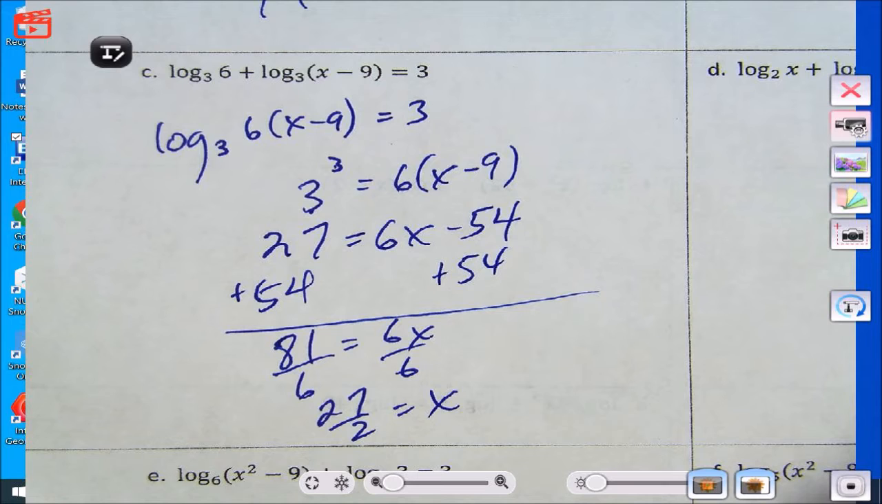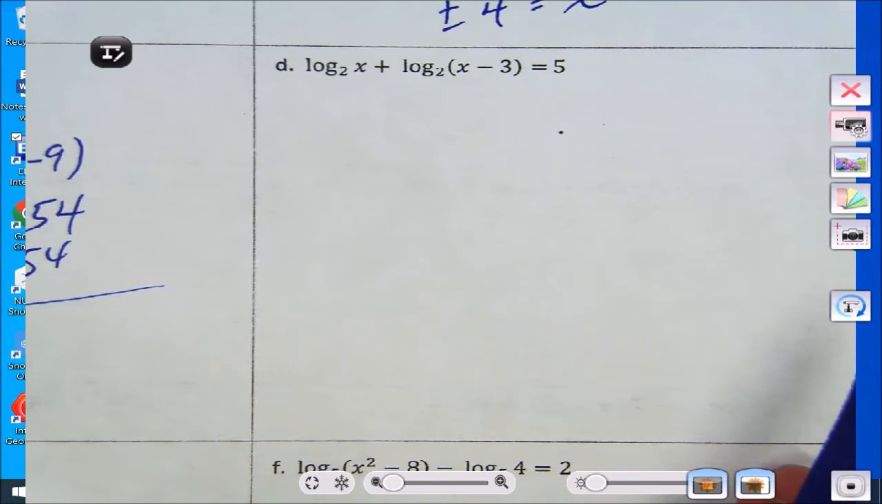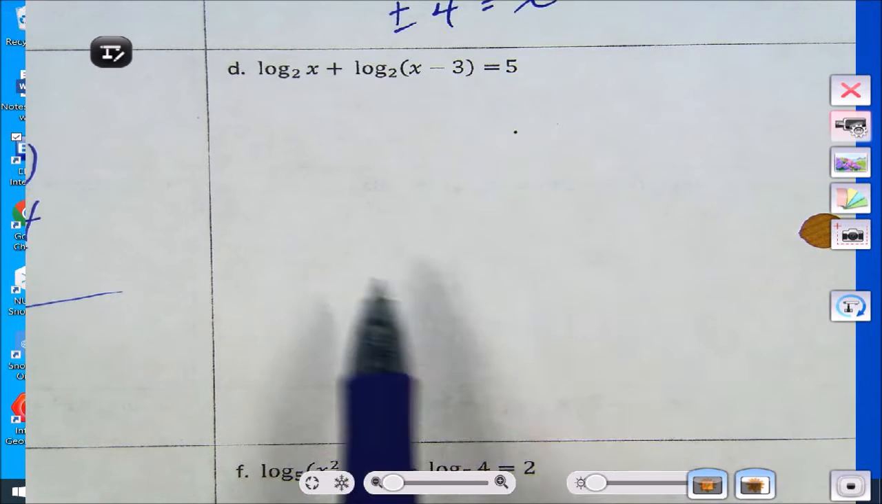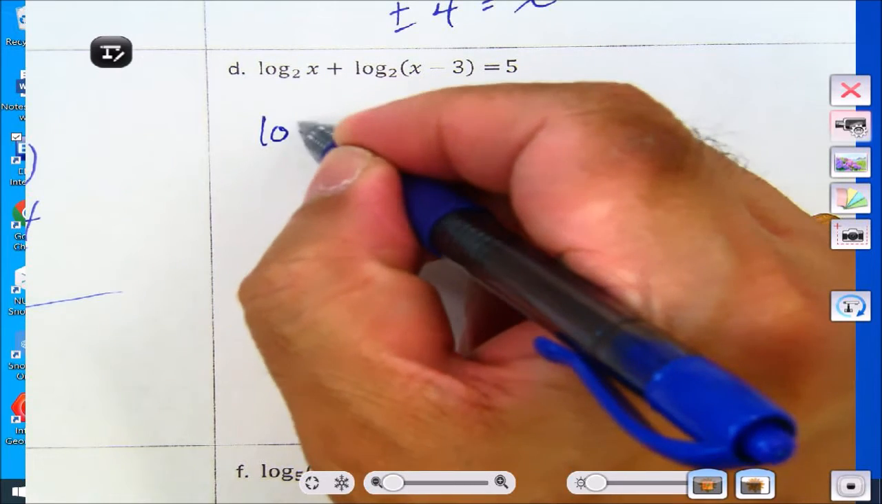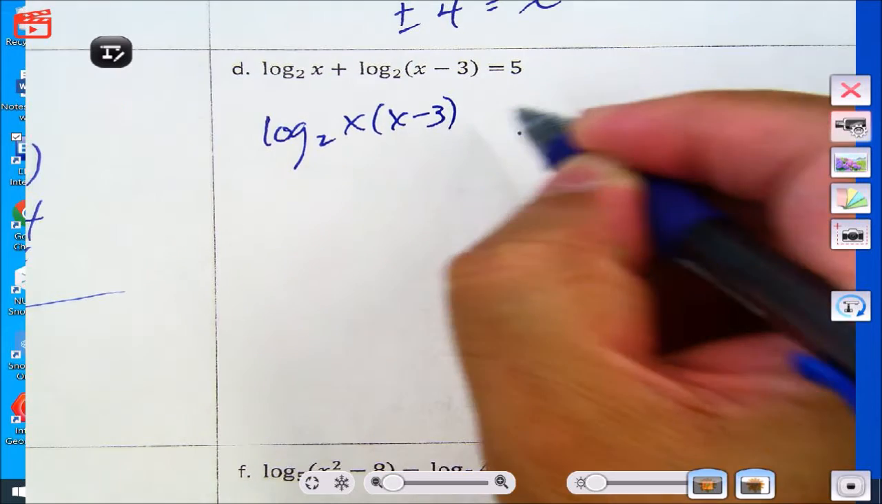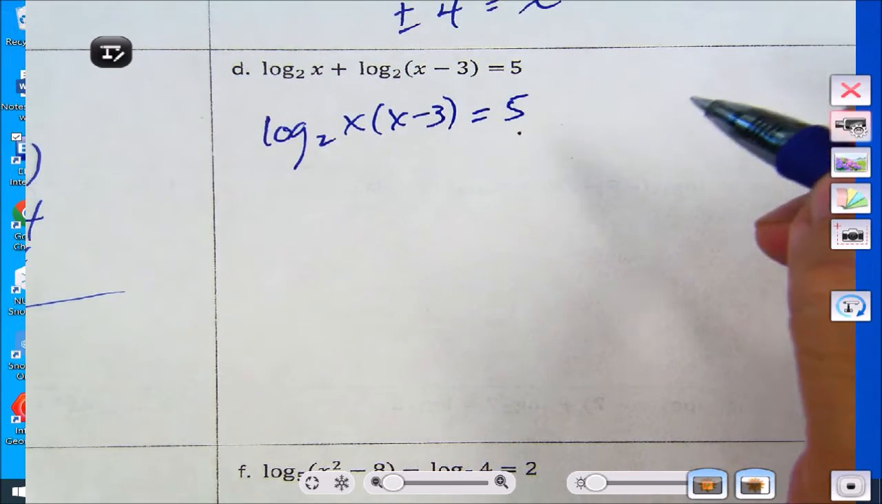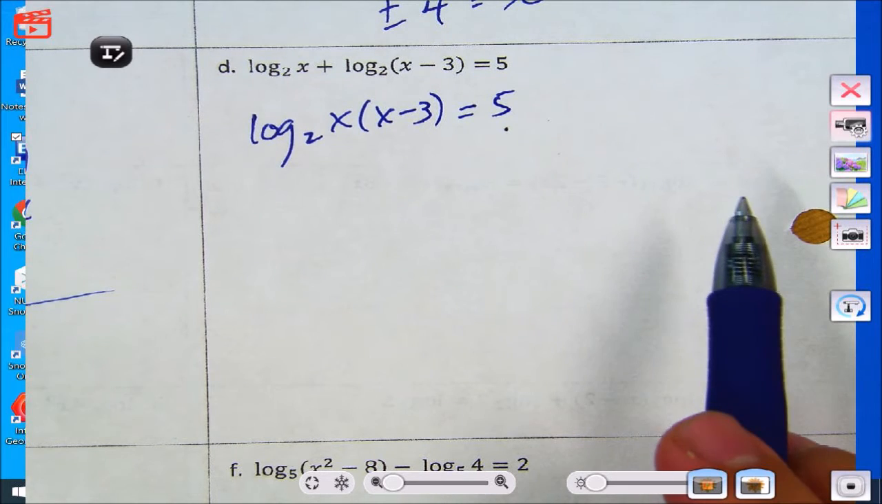Ready for D? Okay, D. What does that addition do to the log, dude? It's multiply. You're a ventriloquist, dude? Yeah. That was a very feminine sounding voice. I can do anybody's voice. Oh, awesome.